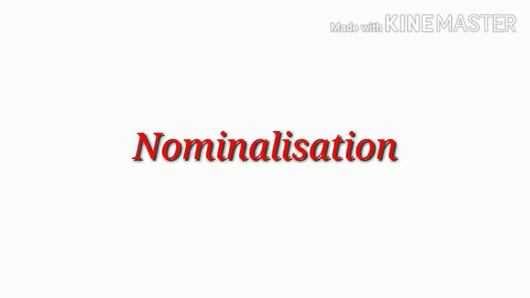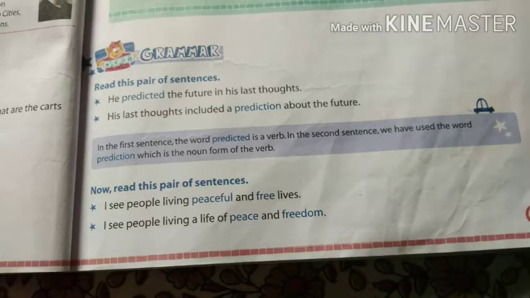Changing of a verb or other word into a noun is called nominalization. So, we are going to study about this nominalization in detail. So, we shall start. Take your chapter 3, The Footsteps Die Out Forever, and open page number 27, grammar section. First of all, I'm going to read the grammar section. You need to listen carefully while I'm reading.